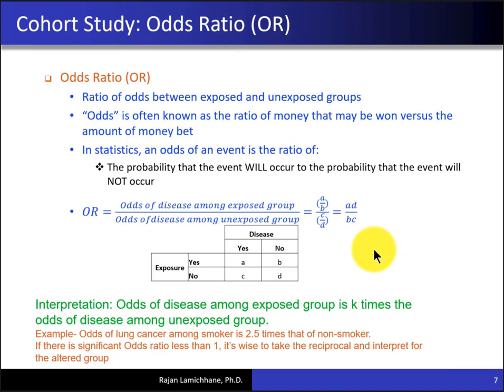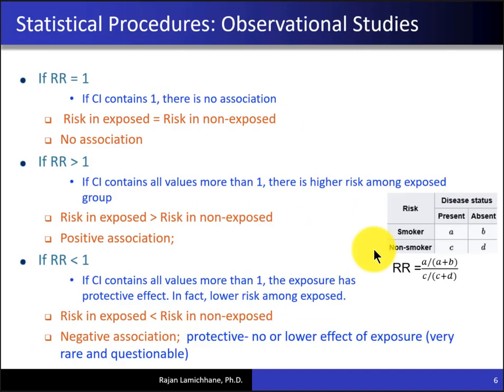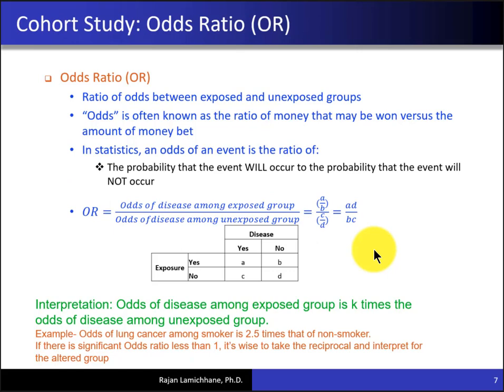Similarly, you can also calculate the odds ratio. Odds ratio can be calculated in both prospective and retrospective studies, but relative risk can only be calculated in the prospective study. Understand that relative risk is only for the prospective study, or the forward-looking study, but the odds ratio can be calculated in both prospective and retrospective studies. Relative risk is the ratio between the risks, while odds ratio is the ratio between the odds.